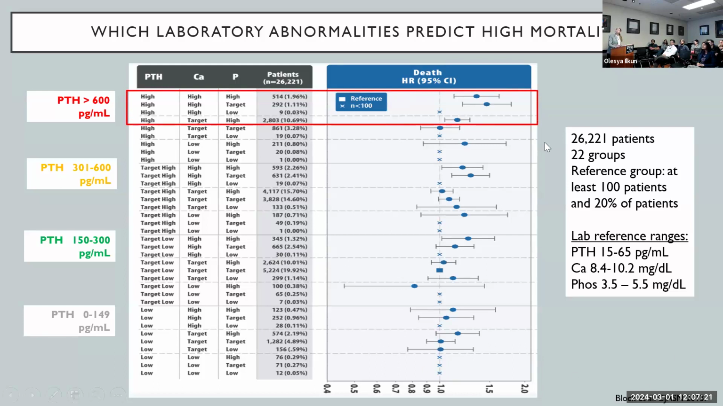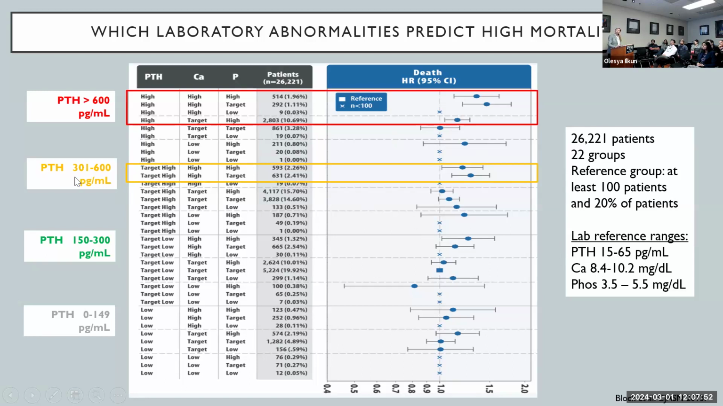So we look at the right side here in these values. Then we look at PTH in the higher ranges. And just to orient you, we have 26,000 patients in this study, there are 22 groups throughout. And the PTH reference range was 15 to 65, which is a typical range between the laboratories.